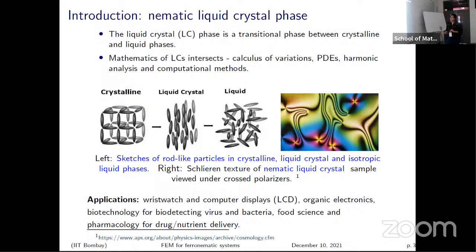Coming to the applications of liquid crystals, they are very famous for their successful applications in display devices, in particular in the LCD industry. Apart from that, many new research areas are coming up, which include applications in organic electronics, where organic materials are used for semiconductor devices, in biotechnology for detecting viruses and bacteria, and in food science and pharmacology for drug and nutrition delivery in human cells.